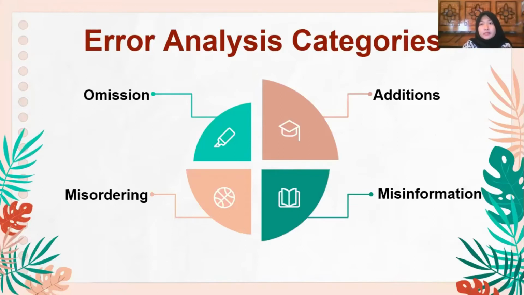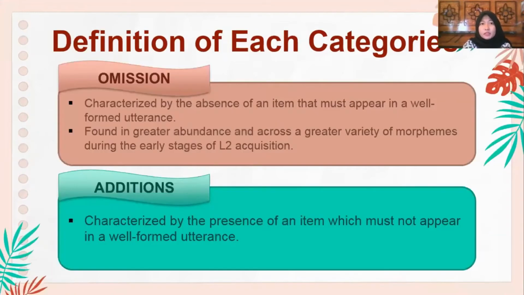Next, these are some categories of error analysis. There are omission, addition, misinformation, and misordering. This is the definition of each category. First, omission.